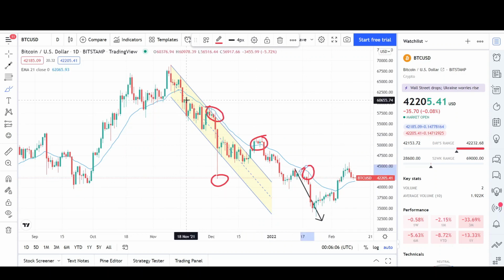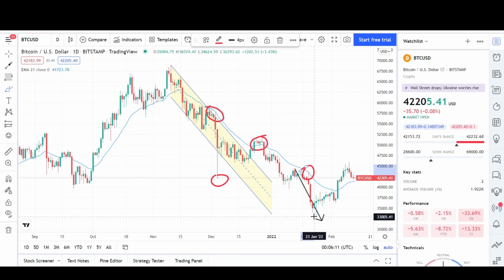So in the textbook, when we have a channel and two legs down to a new low, that pretty much marks the end of the downtrend. So usually we see a reversal or at least some sideways action. It's kind of just a pause in the trend. So this looks very good.